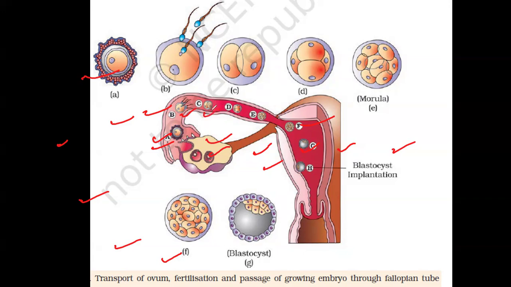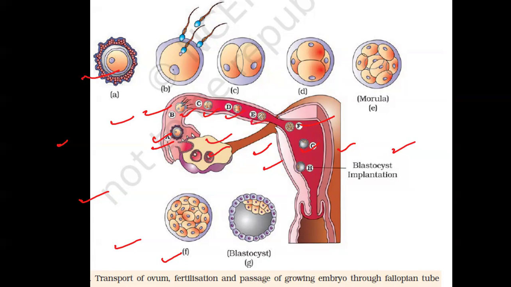Then C is showing us the first cleavage. That means the 2-cell stage. If the zygote undergoes mitotic division, cleavage forms 2 blastomeres. Cleavage occurs while the zygote moves through the fallopian tube itself. D is further cleavage. That means from 2 cells, 4 cells will be formed. There you can see that there is no increase in the size. Size does not increase. Only cell number increases.